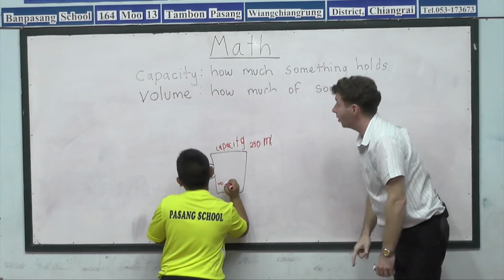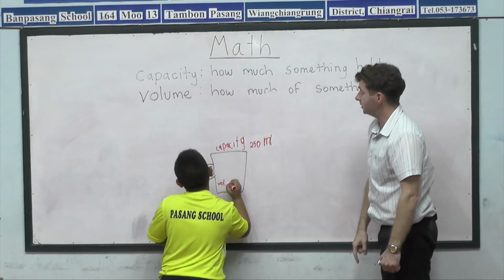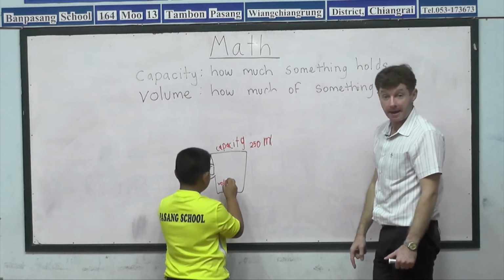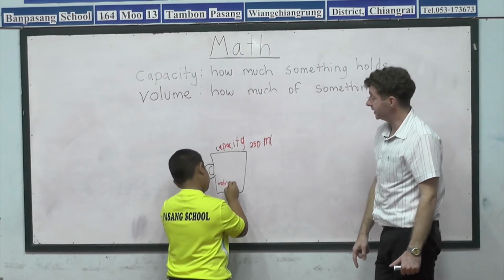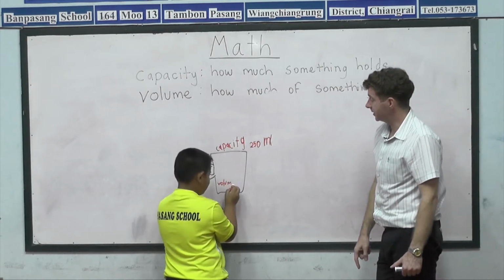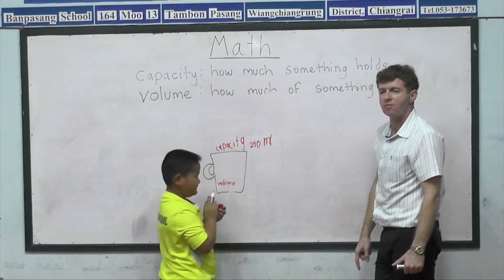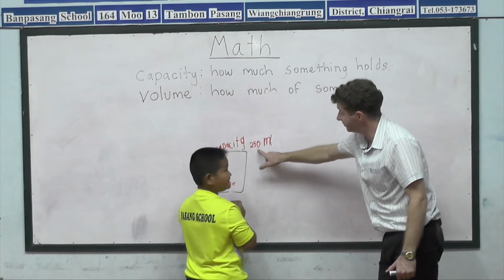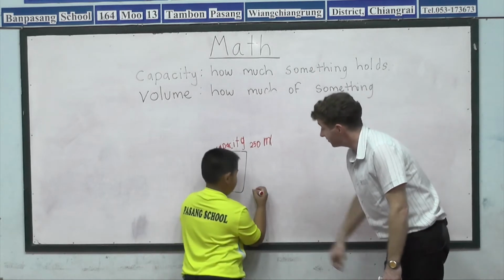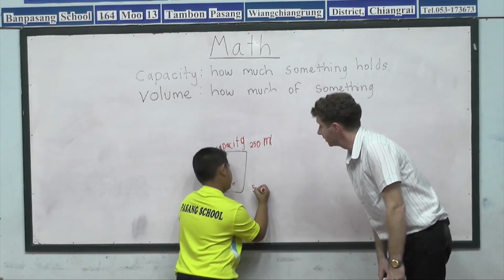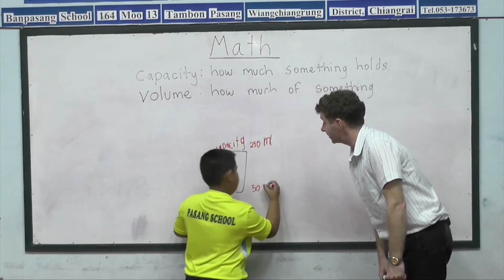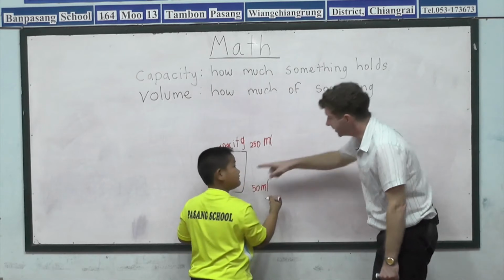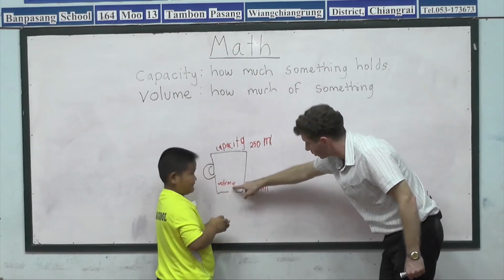V, O, L, U, M, E. Excellent. And what did we say our volume was again? 50. So 50 milliliters. And then you can draw your line for the water along here.